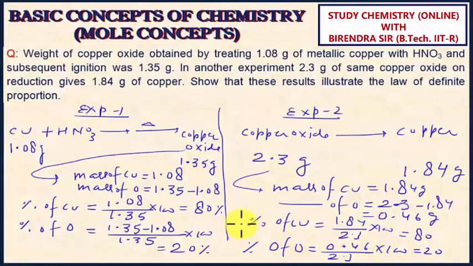So the percentages of copper and oxygen are the same in both the cases, in both the experiments. So the law of constant composition is illustrated here. My point is clear? Now, in the next video lecture, we will talk about law of multiple proportions, law of reciprocal proportions, and Gay-Lussac's law of combining volumes. Thank you.